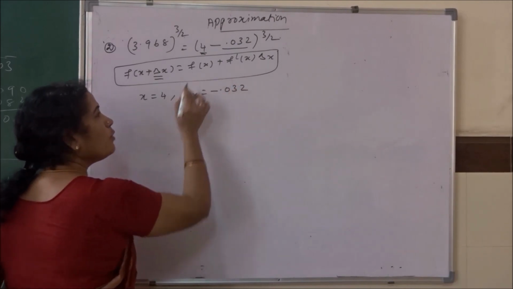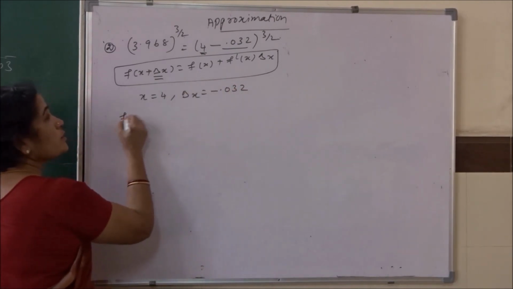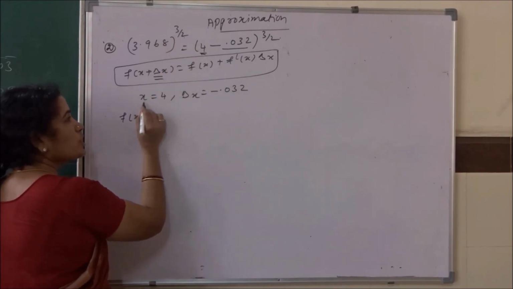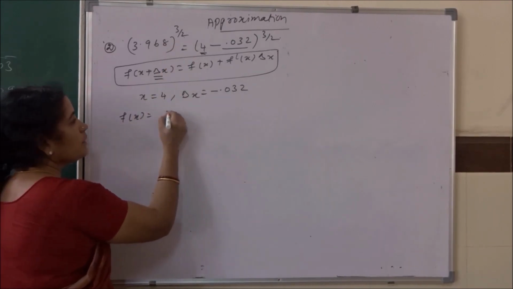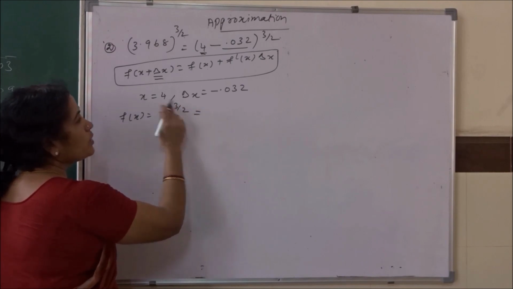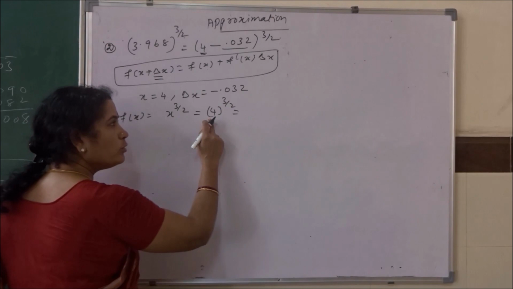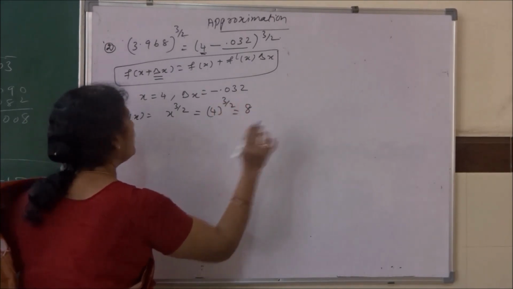Now as per the formula, what do you require? F of x. What is the function here? x power 3 by 2. Now see, I am taking f of x as x power 3 by 2. So what is x here? 4 power 3 by 2. Now take first the square root, 2. 2 cube is 8. Clear?